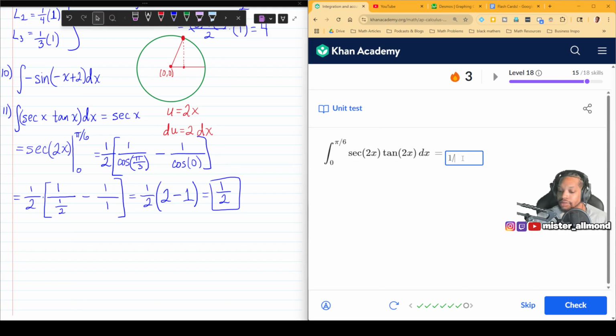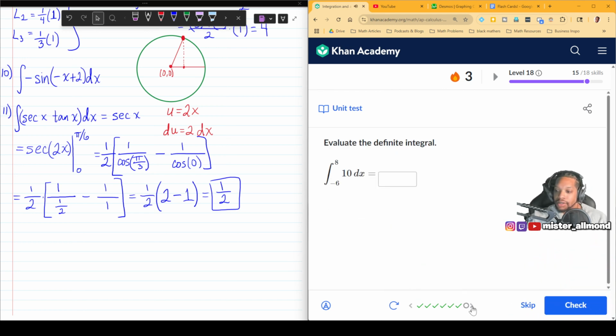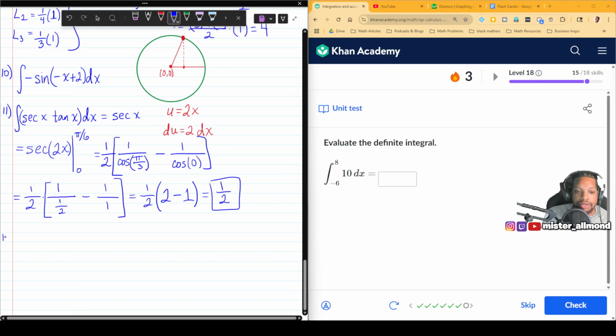Hopefully I'm right. Thank you to everyone that reminded me to divide by 1/2. But let's see. Let's go. All right. We are moving right along. Okay, number 12. Approximately a third of the way through.